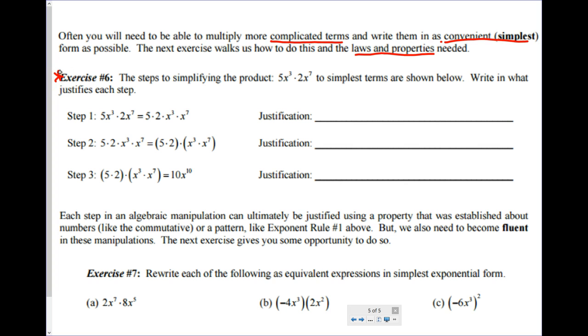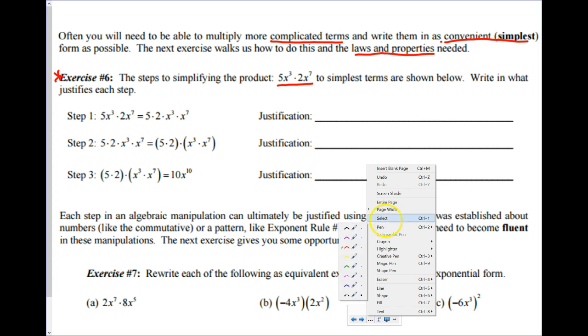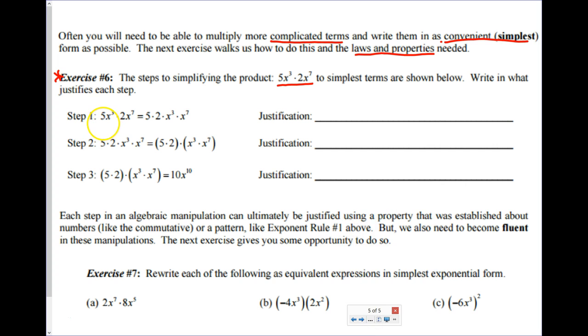The steps to simplifying this product, 5x cubed times 2x to the 7th, in the simplest terms are shown below. Write what justifies each step. So let's take a look at step number 1. Step number 1 starts off with the original problem. So there's 5x to the 3rd times 2x to the 7th. What did they do to go from here to here?